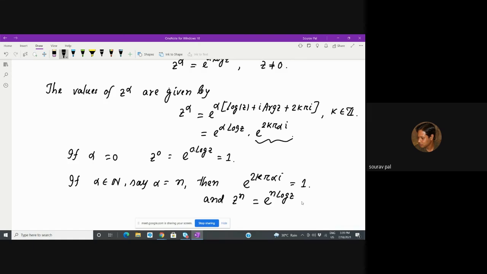What is the right hand side? How many values does it have? One, sir, one. Yeah, so what are the values of this? How many values of z to the alpha does it have? Only one, right? Only one value. So this is single valued. So this is our usual power, z to the n. What we all know, the polynomial z to the n, is single valued and well defined.